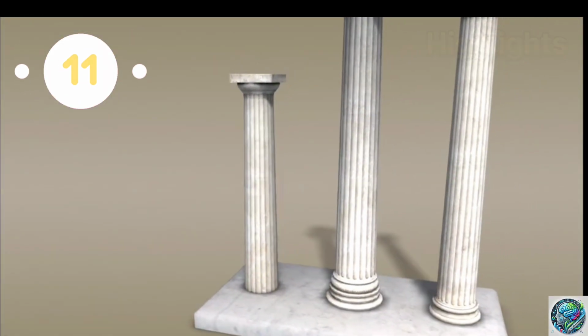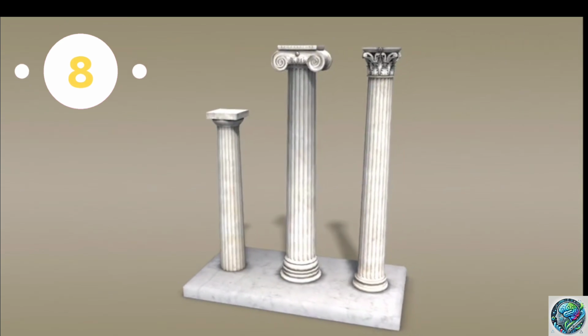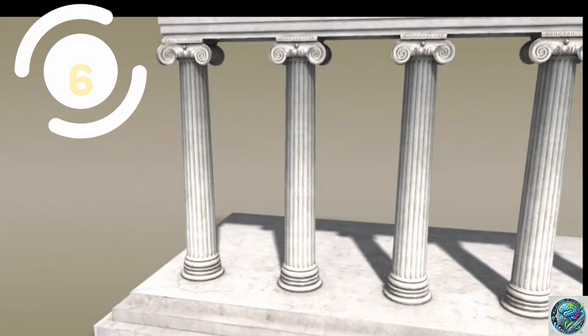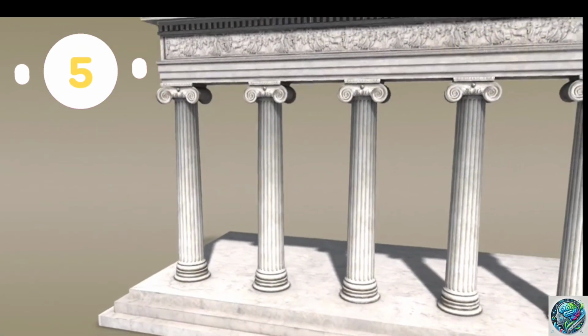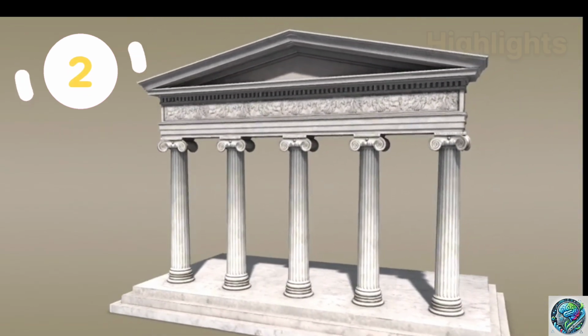The three basic orders of Greek architecture were the Doric, Ionic, and Corinthian orders. The Ionic column was the most delicate type. It had a complex base, with its most characteristic feature being the scrolled capital.